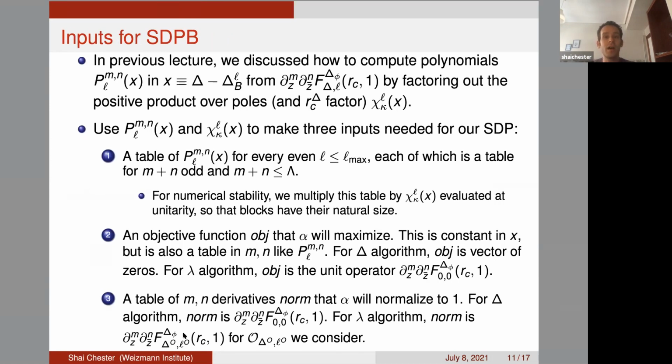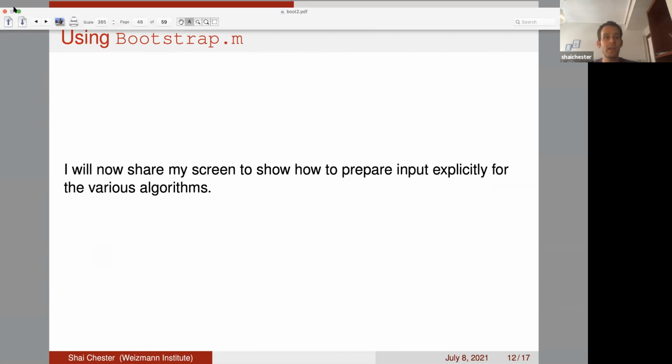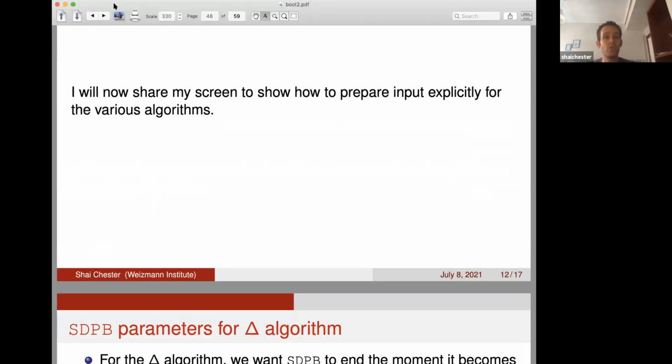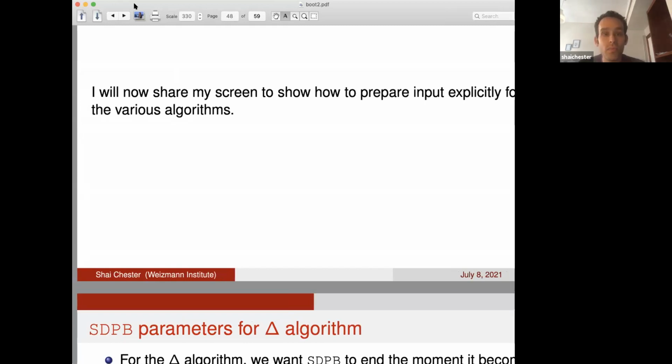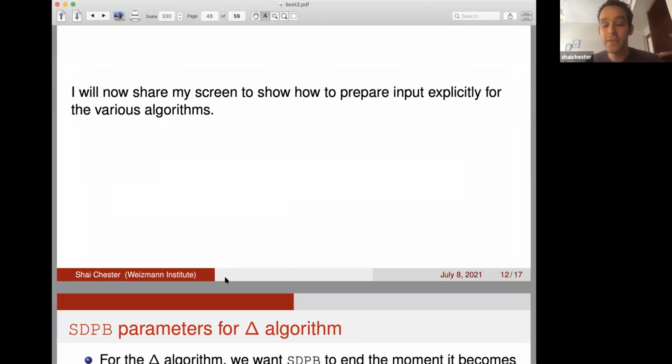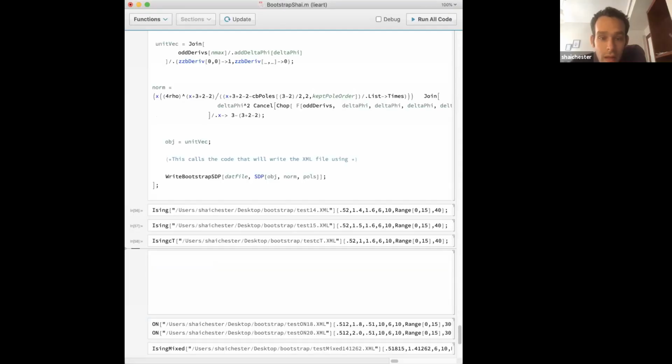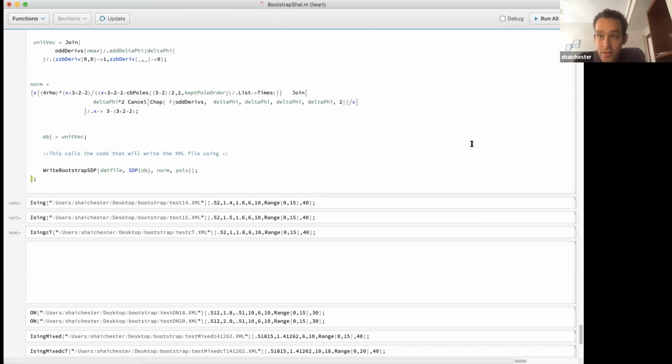And so now, to make this a little bit more concrete, I will actually show you how to construct these inputs using the Mathematica wrapper, which is given in the lecture notes. I'm just going to be using one on my computer, so I'm just going to share my screen. It's going to be a moment so you can see this. Okay, here, great. So here I'm sharing my screen. I hope the font is big enough. Maybe I'll make it a little bigger.